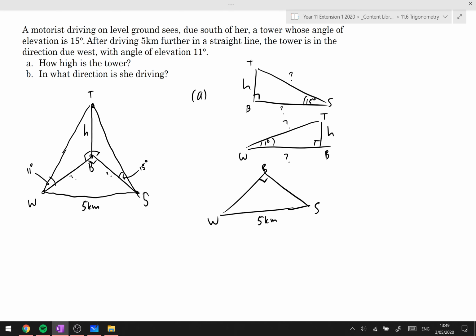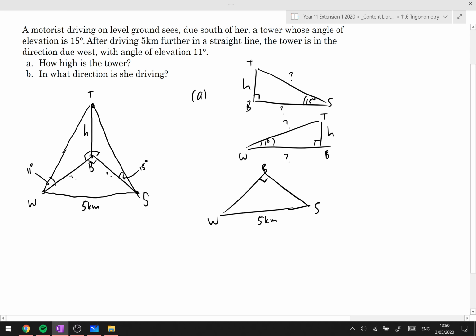So the question now becomes, how do I relate the base and the south, so that length between the base and the south, and the base and the west, to come up with an expression for the height? Because if I could work out what this and this are, I can then use that in both of those triangles to get a value for h.